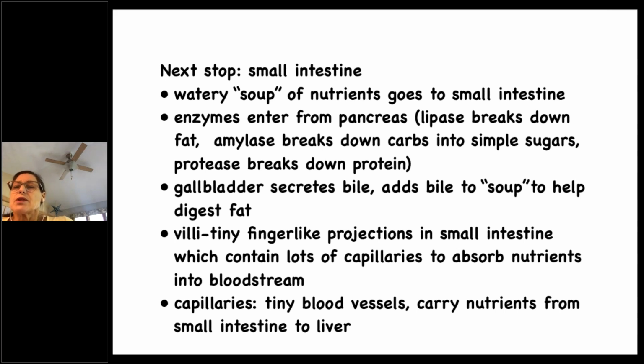Capillaries are tiny blood vessels that are throughout your body, but in this case, we're talking about in the small intestine, and they're going to take the nutrients from the small intestine to the liver.